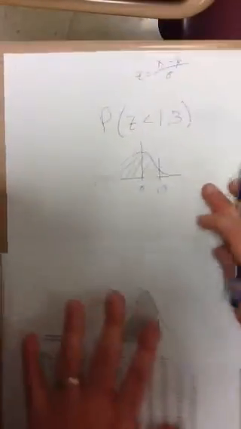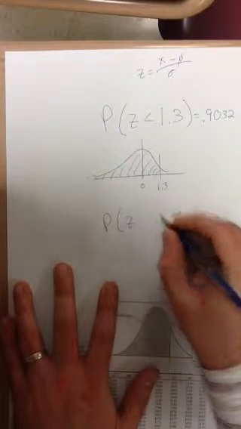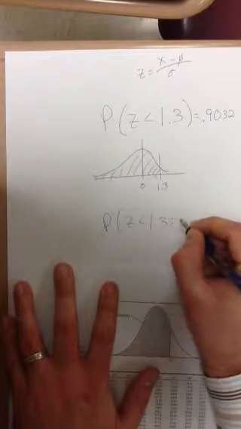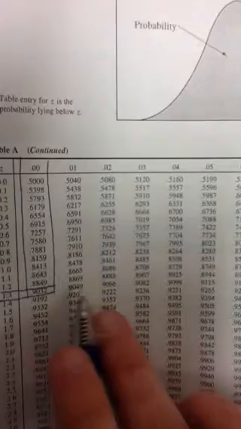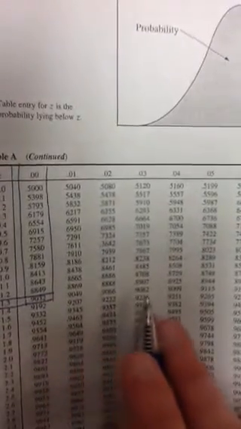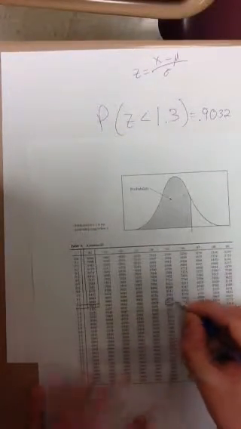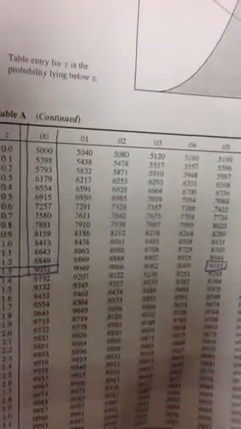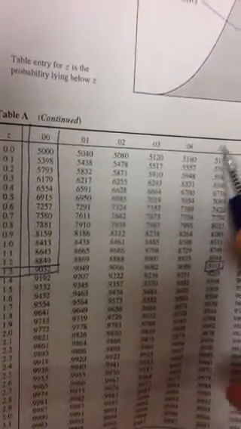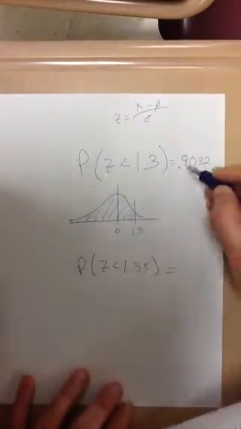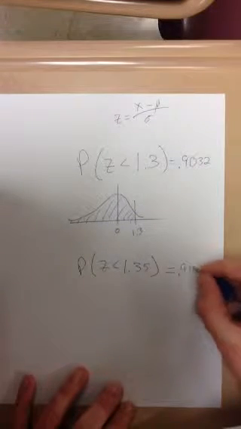If we changed this to the probability that z is less than 1.35, then instead of looking there, we would go over 1.31, 1.32, 1.33, 1.34, 1.35. Do you see it? Do you see the beauty? There's the 1.3, and then there's the 0.05, giving us 0.9115. And the probability that z is less than 1.3 is 0.9032, and for 1.35, 0.9115.